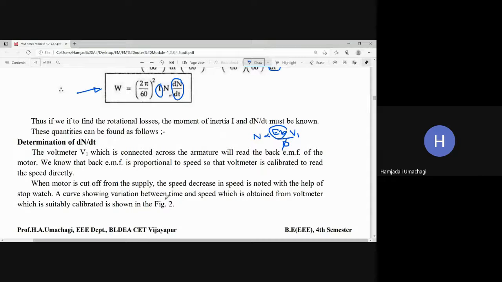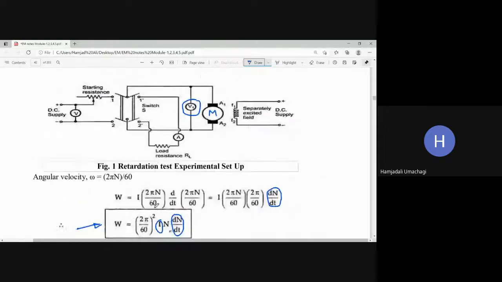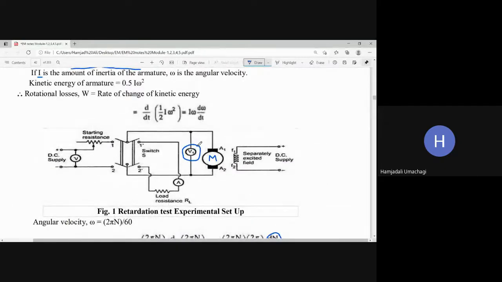The curve showing the variation between time and speed, obtained from a voltmeter which is suitably calibrated, is shown in figure 2. The decrease in speed with respect to time can be calculated by using V1. This V1 is used to read the back EMF, which changes with the power supply disconnection. As EB changes proportionally, the speed of the motor changes. So with respect to time, if EB changes, speed also changes.